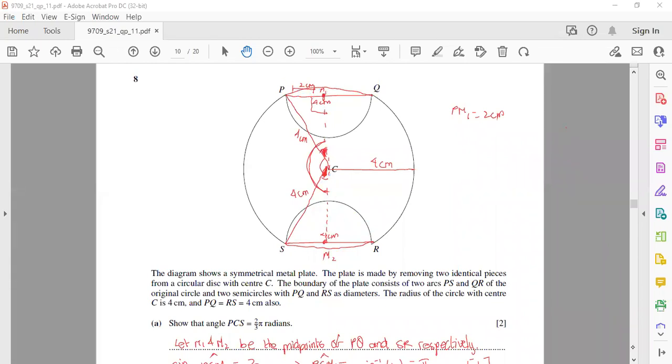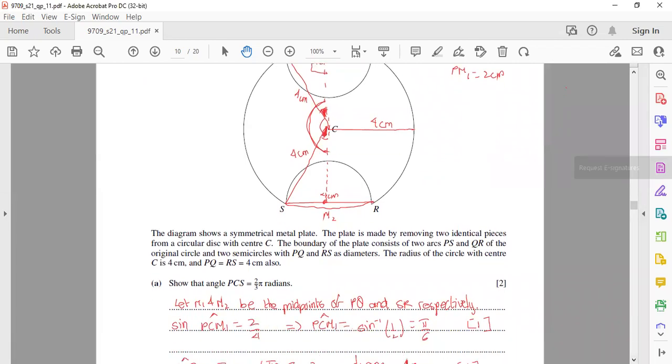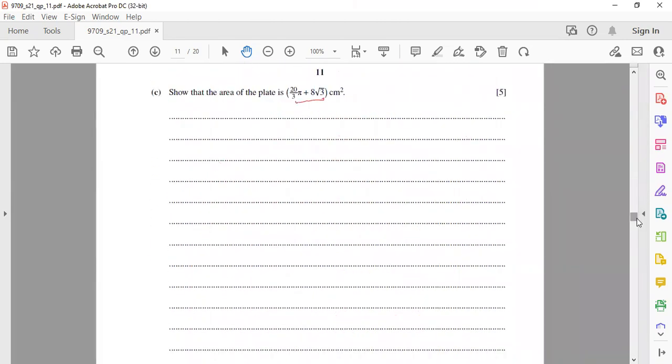So first, we'll find the area of the big circle. So area of the large circle is pi r squared, and we know that r is 4, so pi times 4 squared, so 16 pi centimeters squared. Next, we find the area of one semicircle.